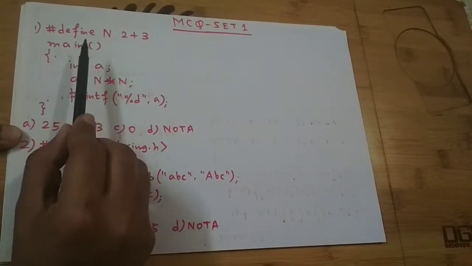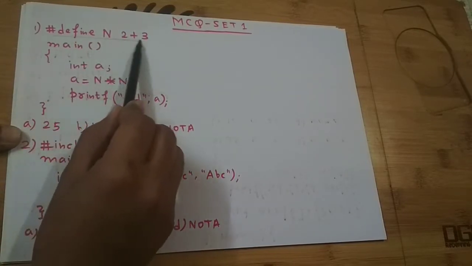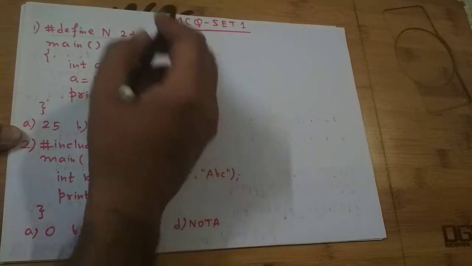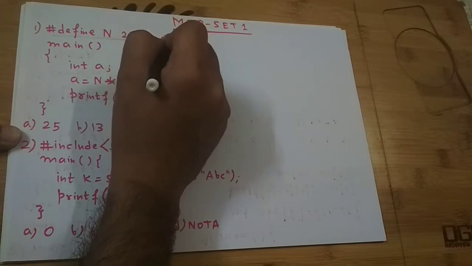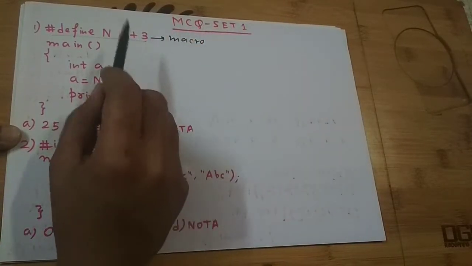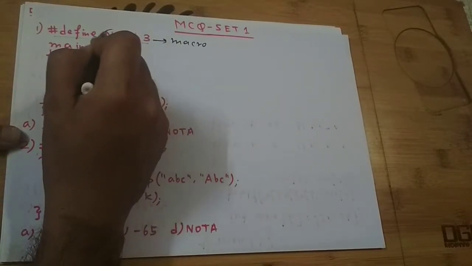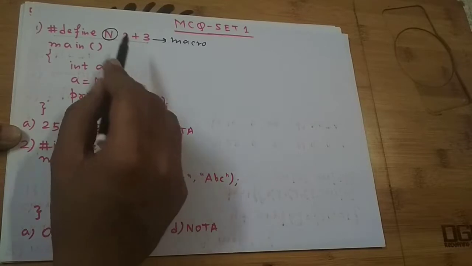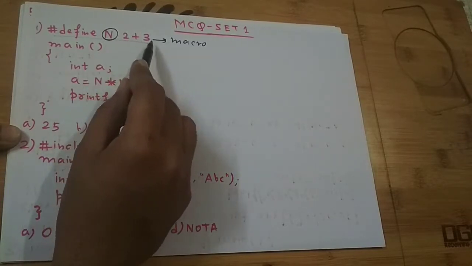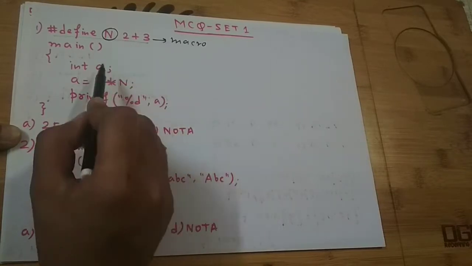Now, we have been given a macro, right? This entire line represents a macro. So what will happen is, wherever in the program we see an n, we will substitute 2 plus 3. So that's pretty straightforward. Now let's see the code.